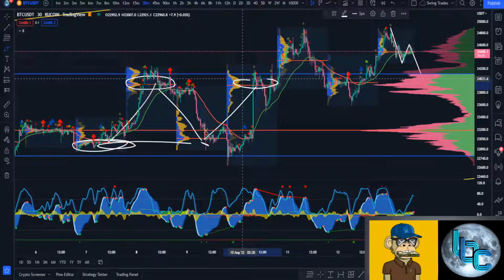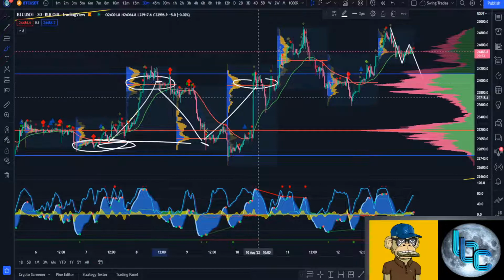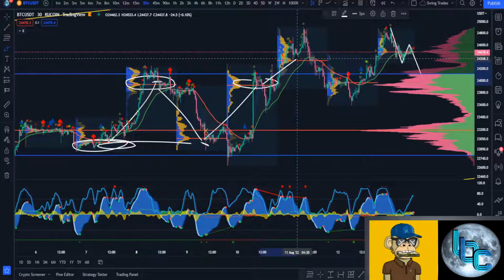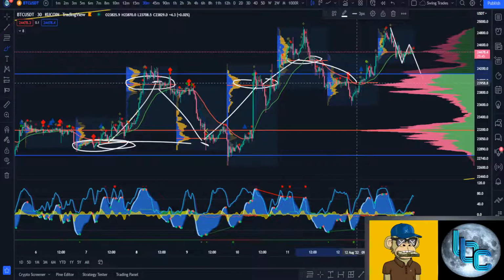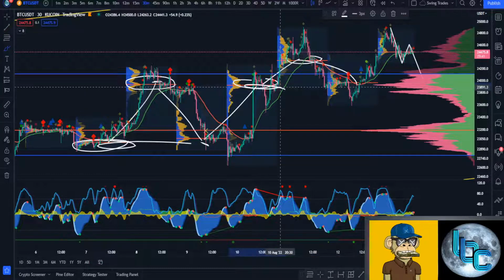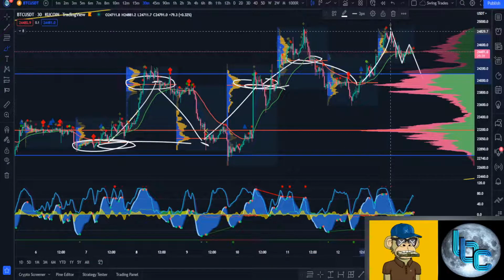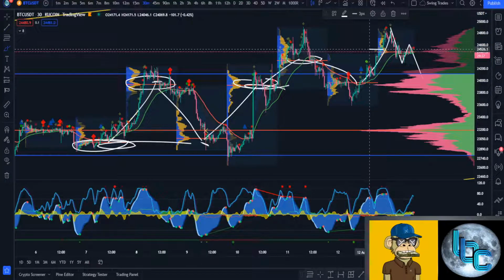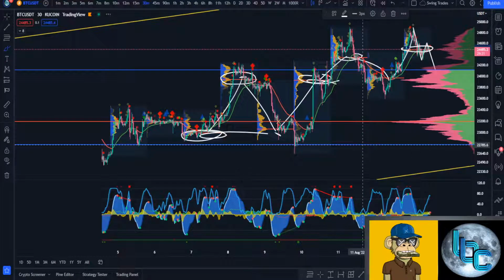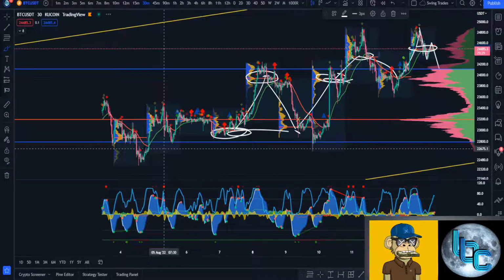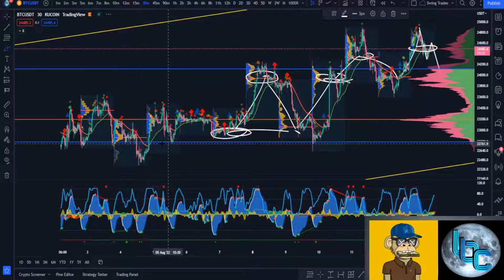And then we create this new point of control. So now we've touched this point of control, and then price keeps going up and creates a new point of control, and then we come down, test, come back to this point of control, and move back up. And now we have this point of control. And then eventually back to that one. Yeah, so stair stepping right now.